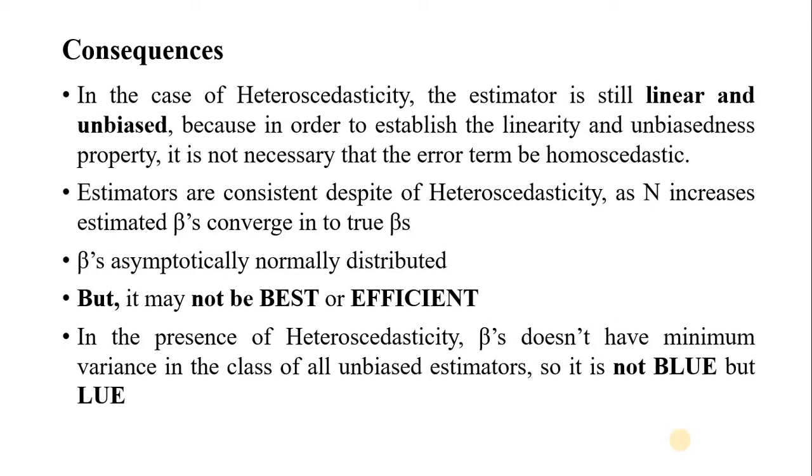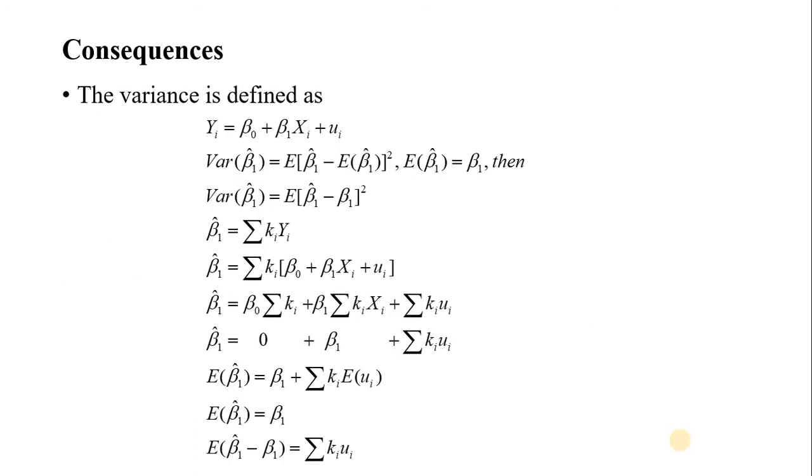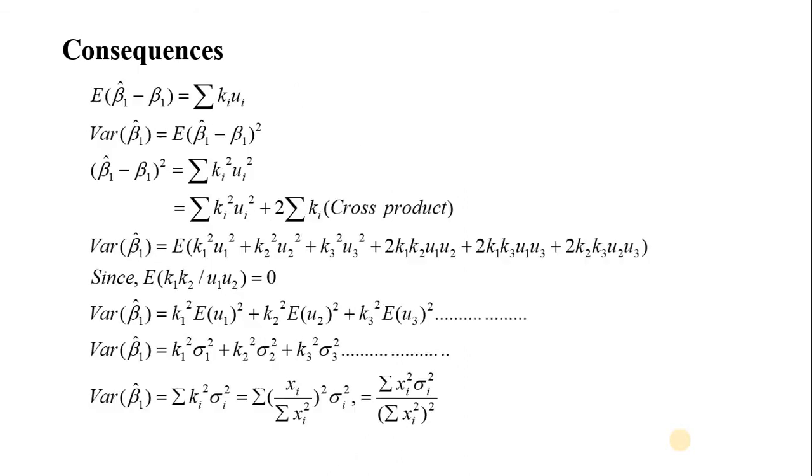Most of the time when we use cross-section data, the variance of the error term may not be constant for all observations. In such cases we have a problem of heteroscedasticity, and then the BLUE properties will not hold. That means the best or efficient property will not be satisfied, and we have seen how we can mathematically prove where this efficiency condition is not met.